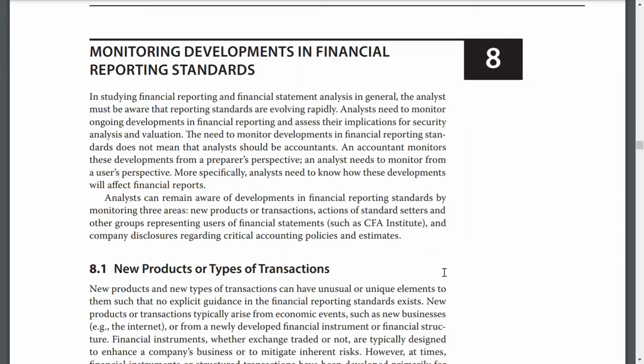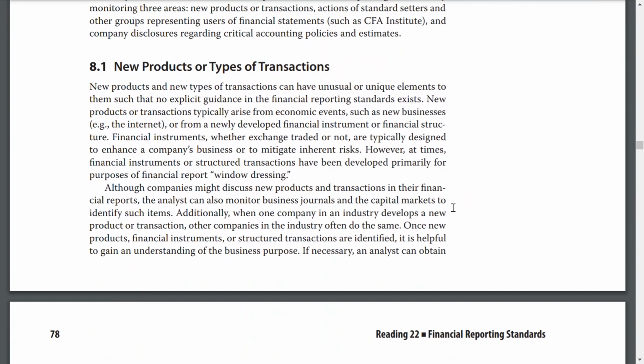Analysts can remain aware of developments in financial reporting standards by monitoring 3 areas: new products or transactions, actions of standard setters and other groups representing users of financial statements such as the CFA Institute, and company disclosures regarding critical accounting policies and estimates. New products or types of transactions. New products and new types of transactions can have unusual or unique elements to them, such that no explicit guidelines in the financial reporting standards exist. New products or transactions typically arise from economic events, such as new businesses, or from newly developed financial instruments or financial structures.